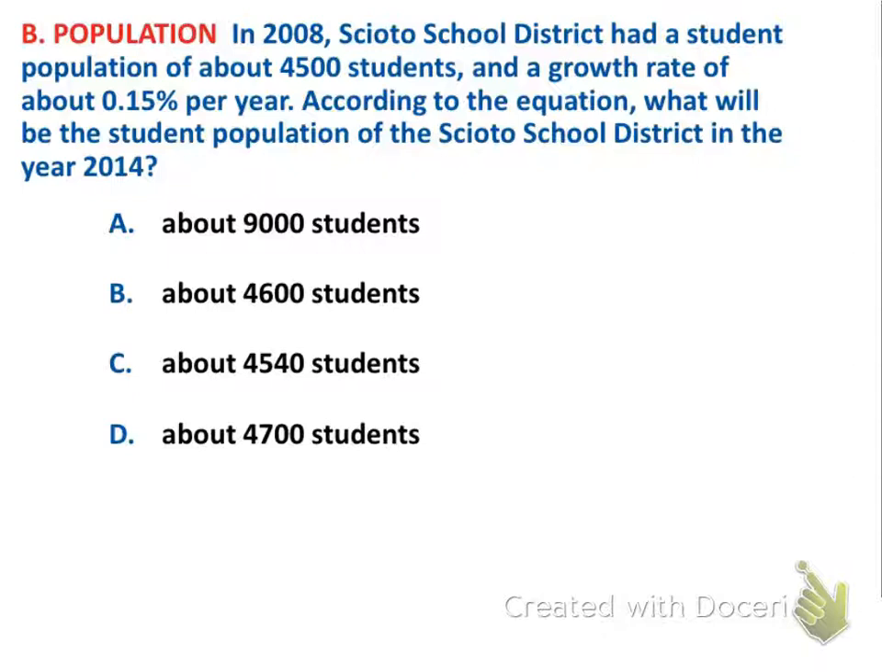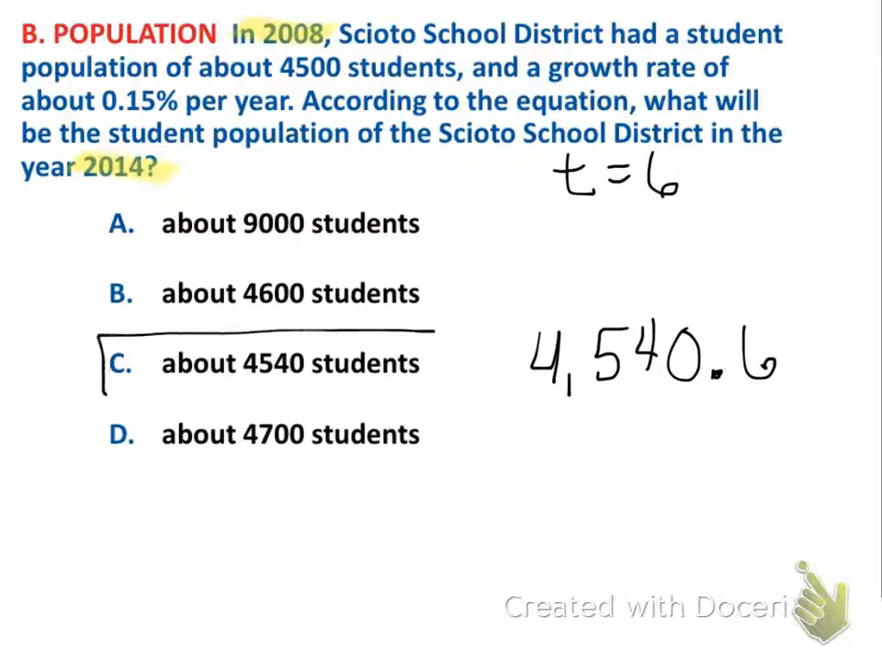Now they're asking us to actually determine how many students there are going to be. Since 2008, we're now in 2014, so I'm going to use a t of 6. When I type that in, it tells me there are going to be 4,540.6 students. So the correct answer, without rounding up, remember, we're not counting halves of students, would be C.